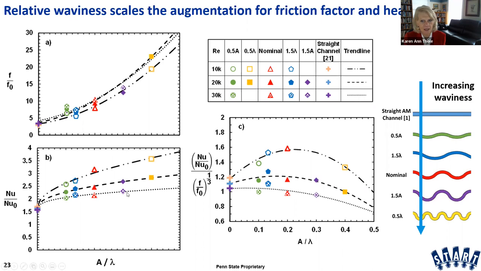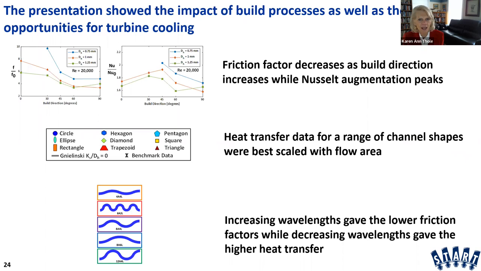So with that, I'm going to end my talk, and I hope there are some things that you took away from it. One is that there are lots of different decisions to be made when you make a part. I didn't talk about processing parameters. We have lots of other studies on those. And all those parameters affect the amount of friction factor and heat transfer augmentation, or pressure drop and heat transfer, that you could expect in your microchannel.